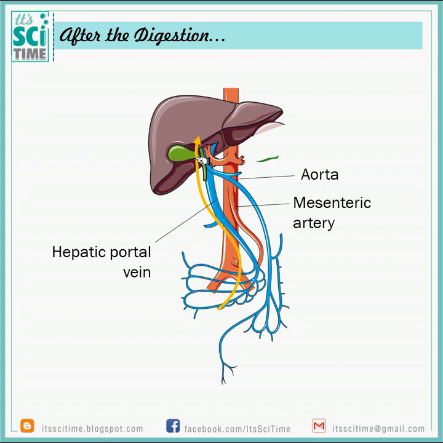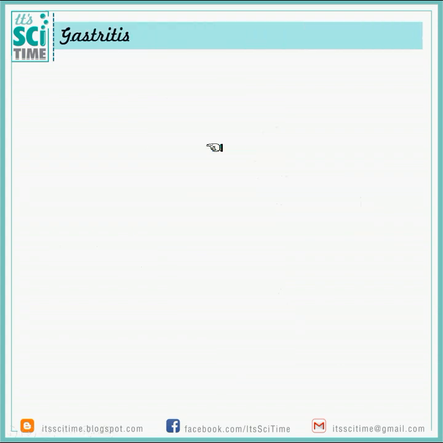Then let's move on to some diseases associated with this digestive system. We will start with one common disease, gastritis. Most people call it gastric. That's actually wrong. You know that gastric is the juice or a kind of liquid secreted into the stomach. The proper term is gastritis.